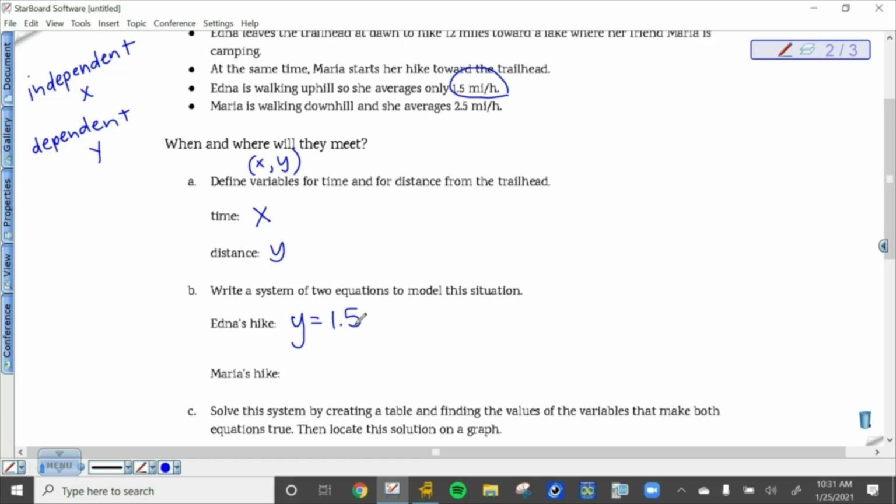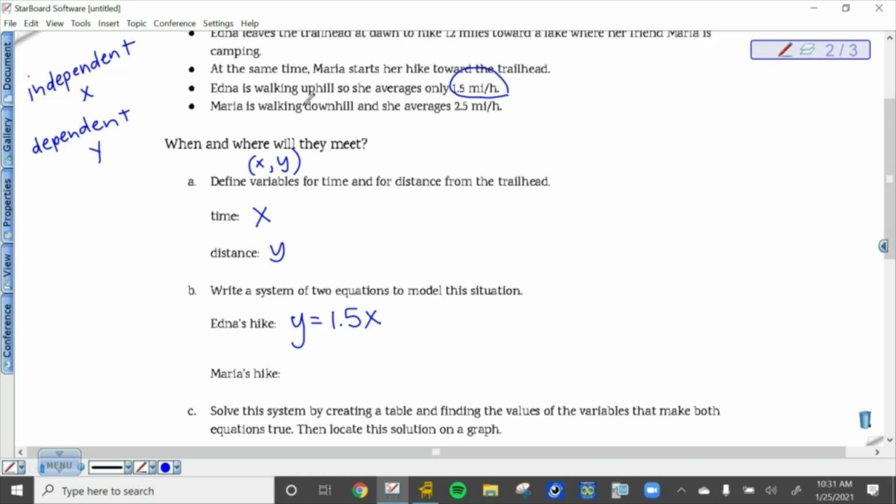That's our rate of change. We're going to multiply it by x, where x is the amount of time that she walked. So if she walked 1 hour, I'd get 1.5 times 1. If she walked 2 hours, I'd get 1.5 times 2, and so on.